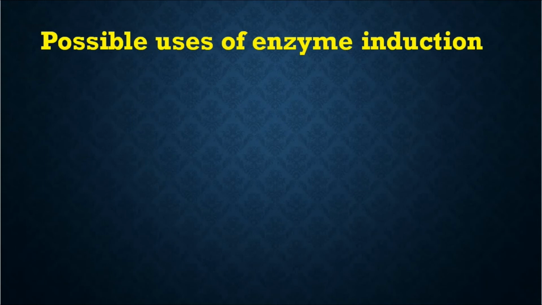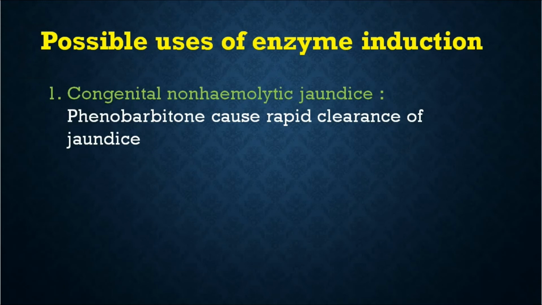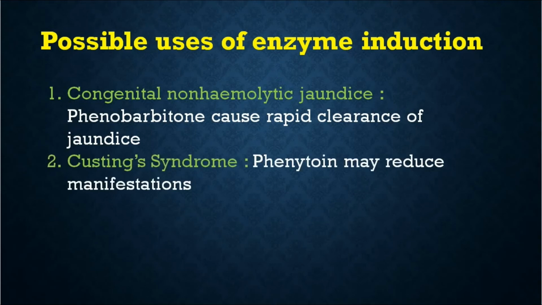Possible uses of enzyme induction: congenital non-hemolytic jaundice, where phenobarbital causes rapid clearance of jaundice. Cushing syndrome, where phenytoin may reduce manifestations; chronic poisoning and liver disease.